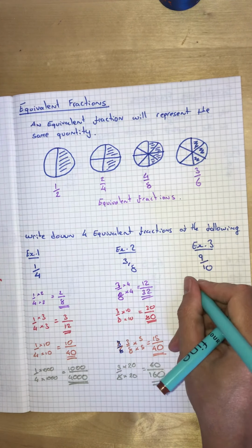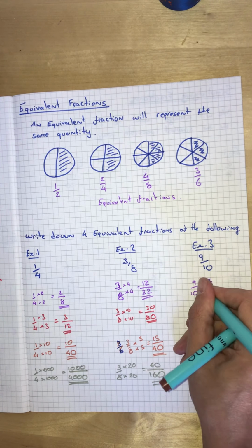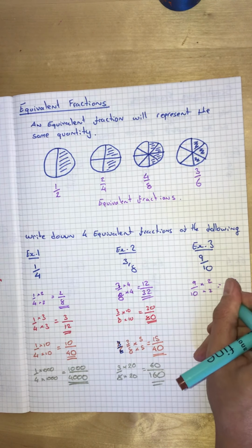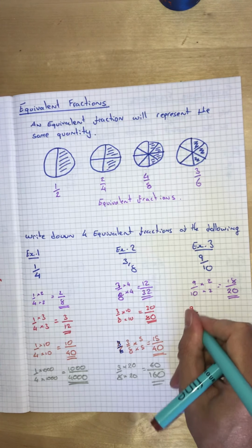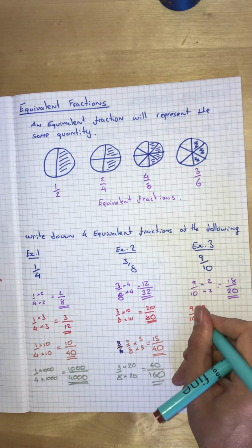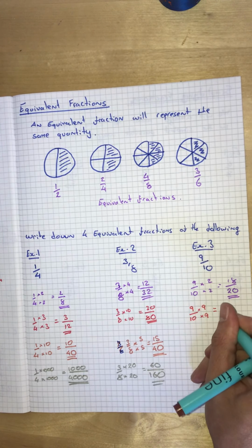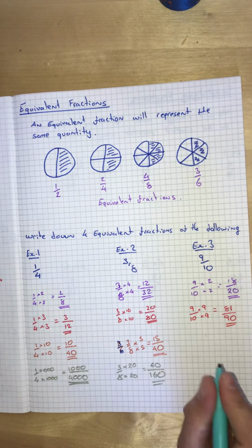Next, let's take 9/10 and multiply it by 2 and 2. 9 times 2 is 18. 10 times 2 is 20. Let's multiply it by 9. 9 times 9 is 81. 10 times 9 is 90. Equivalent fraction.